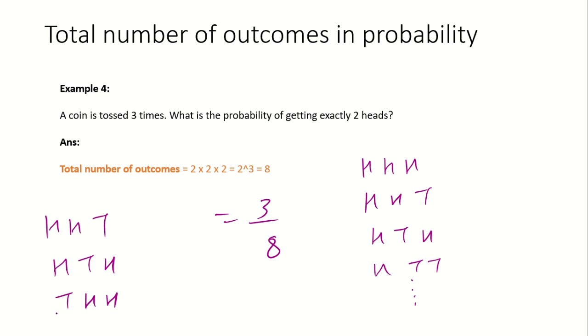In some other videos, we'll see how to calculate the numerator, the number of desired outcomes. There is a trick to calculate the number of desired outcomes.